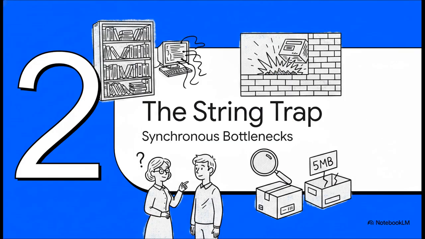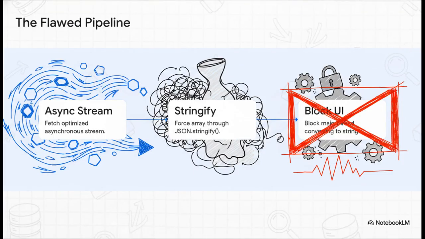Section 2, the string trap. Enter Margaret. She's Timothy's senior colleague at their Victorian library office, a place where code craftsmanship is a really big deal. She takes one look at his failing code and immediately spots the bottleneck.